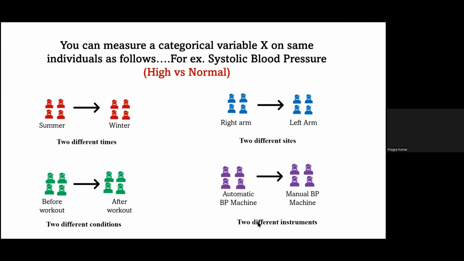Or under two different instruments. Like maybe I may measure the blood pressure with an automatic blood pressure machine and a manual blood pressure machine. But in all these cases, I will classify or categorize this systolic blood pressure into high and normal. That means I have to make a categorical variable. Otherwise, for such continuous data, I need to use the paired t-test, because the paired t-test we apply for the continuous variable. But in this case, we are making a category, and for testing two proportions across two different time points, we apply the McNemar test.